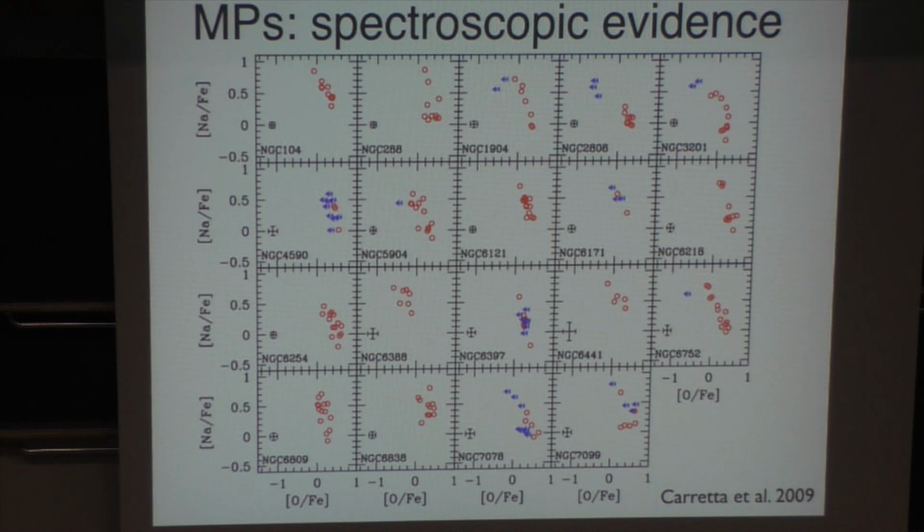So this is something you see very commonly in globular clusters. In fact, Carretta suggested this is how you should define a globular cluster. He said you should define a globular cluster as an object that shows the sodium-oxygen anti-correlation. So you can adopt that definition, of course, if you like. It is quite far from Herschel's original classification, obviously, but it's just a way of emphasizing how common this really is.